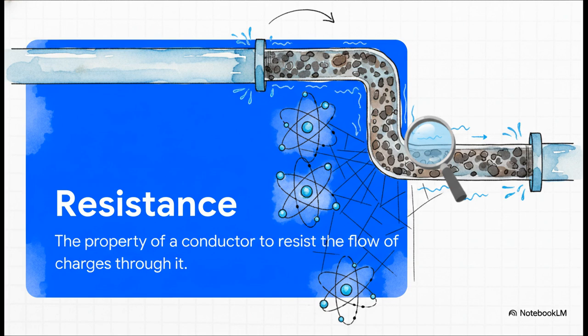As the electrons try to move through a wire, they bump into and are attracted by the atoms of the wire itself. In our water pipe analogy, this would be like making the pipe much narrower, or maybe even filling it with a bunch of sand. It just makes it a whole lot harder for the water to flow through.